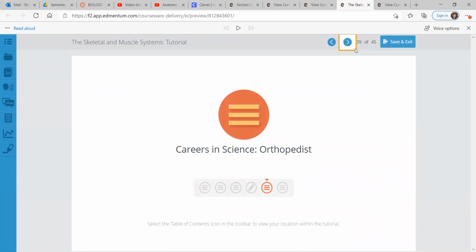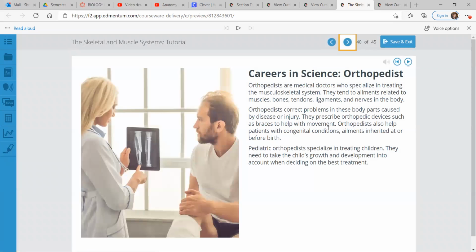Now we're going to look at careers in science. Orthopedist. Orthopedists are medical doctors who specialize in treating musculoskeletal systems. They tend to ailments related to muscles, bones, tendons, ligaments, and nerves in the body. Orthopedists correct problems in these body parts caused by disease or injury. They prescribe orthopedic devices like braces to help with movement, and they also help patients with congenital conditions, ailments inherited at or before birth.